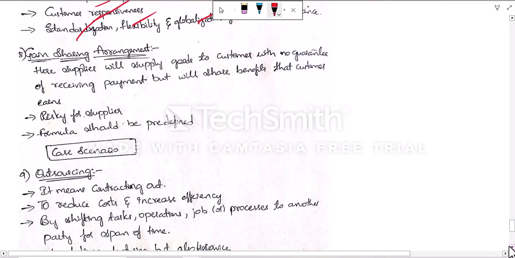Gain sharing arrangement. See, this is an agreement between the supplier and customer. The supplier will not get any payment whenever it sells the goods, but only receives a share of the benefit arrived to the customer when he actually uses the product supplied by the supplier. Okay, it is a risky stunt, but if at all it works out, it will be good.